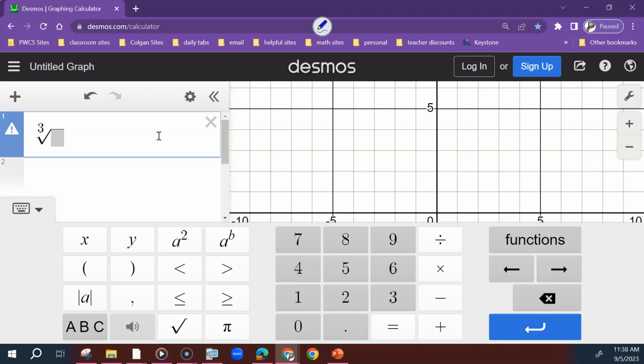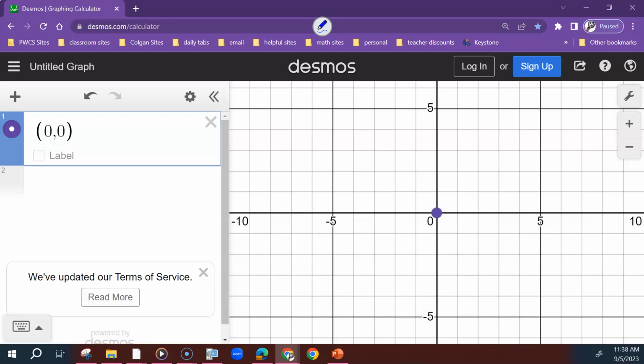Just a couple more Desmos things. I'm going to put in a random ordered pair, so let's call that parentheses 0, comma 0. It's going to plot whatever point you put in. You can label it if you want. It'll label it as whatever the ordered pair is, or if you want to change the name to something different, I'm just going to type in a bunch of random letters. You can type in whatever you want.